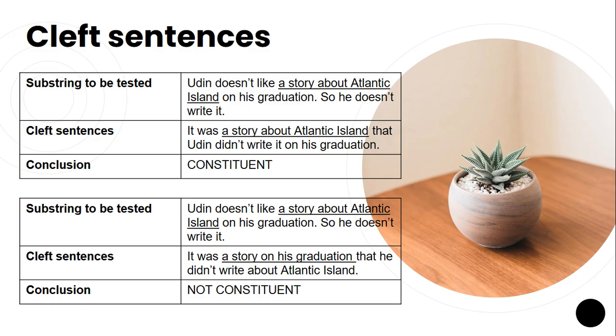As we can see in table 1, the cleft sentence focus is "a story about Atlantic Island," the same as the focus position in the substring, "story about Atlantic Island." In table 2, the cleft sentence focus is "a story on his graduation." It is different from the focus position, which is "a story about Atlantic Island." That's why table 1 is constituent and table 2 is not constituent.